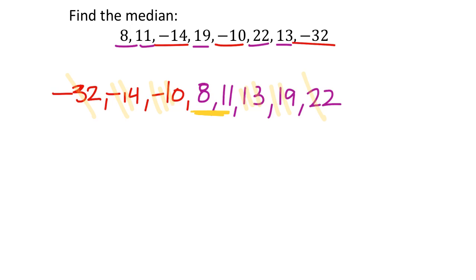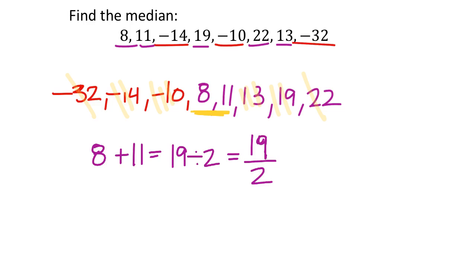So if I were to find the median on this one, I would take the 8 and the 11 and add them together, which is 19. Then I would divide that by 2. Now, this is going to give me another decimal value, but I'm not worried about decimals right now. So I'm just going to write this as 19 halves. It would be 9.5 if you wanted the decimal, but this is good enough for me right now.